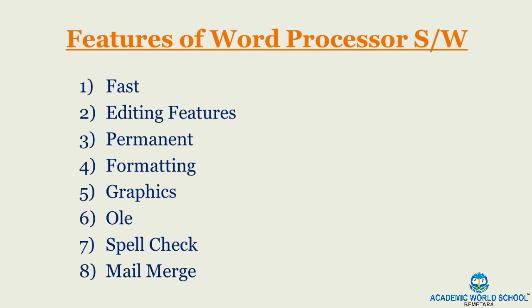Formatting. First of all, we should know what formatting is. Formatting means making changes in the appearance of the text. Suppose you have written a letter where the font size is 12, the font type is Times New Roman, and the alignment is left. Now you want to make changes: font size 14, Monotype Corsiva, right alignment or justify alignment. When you make changes in the appearance of the text, that is called formatting.